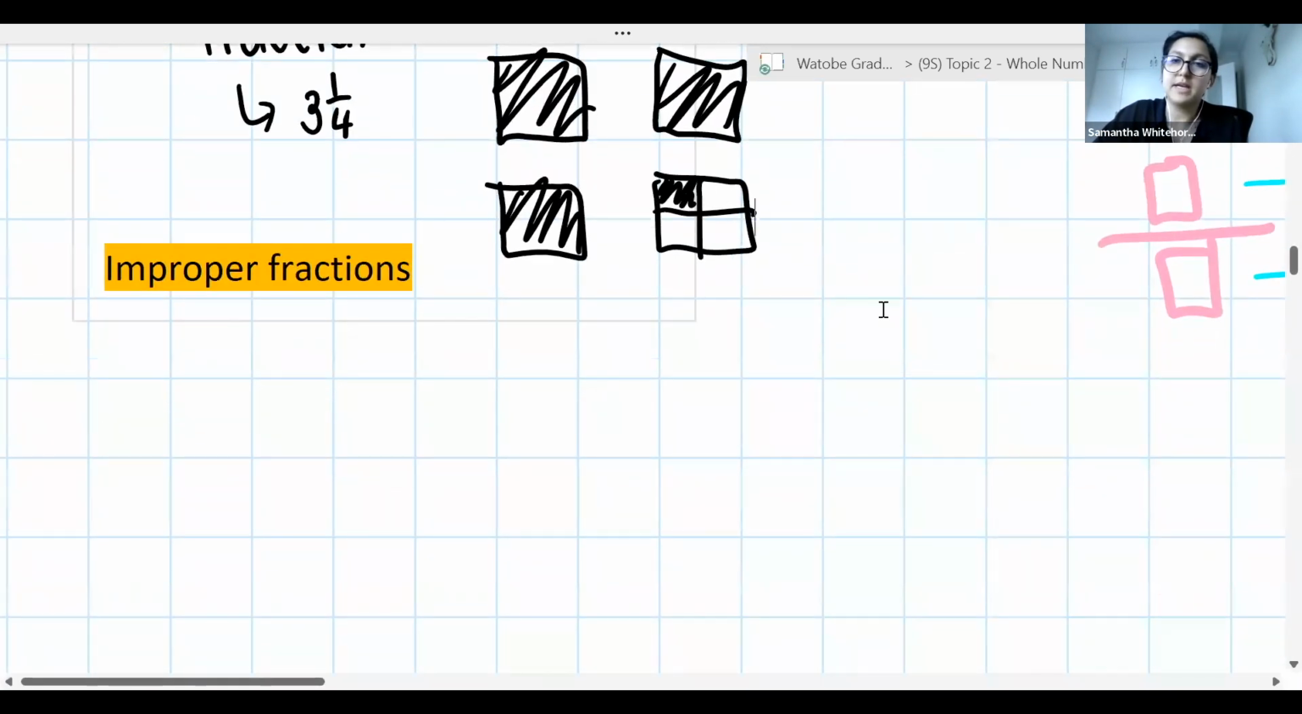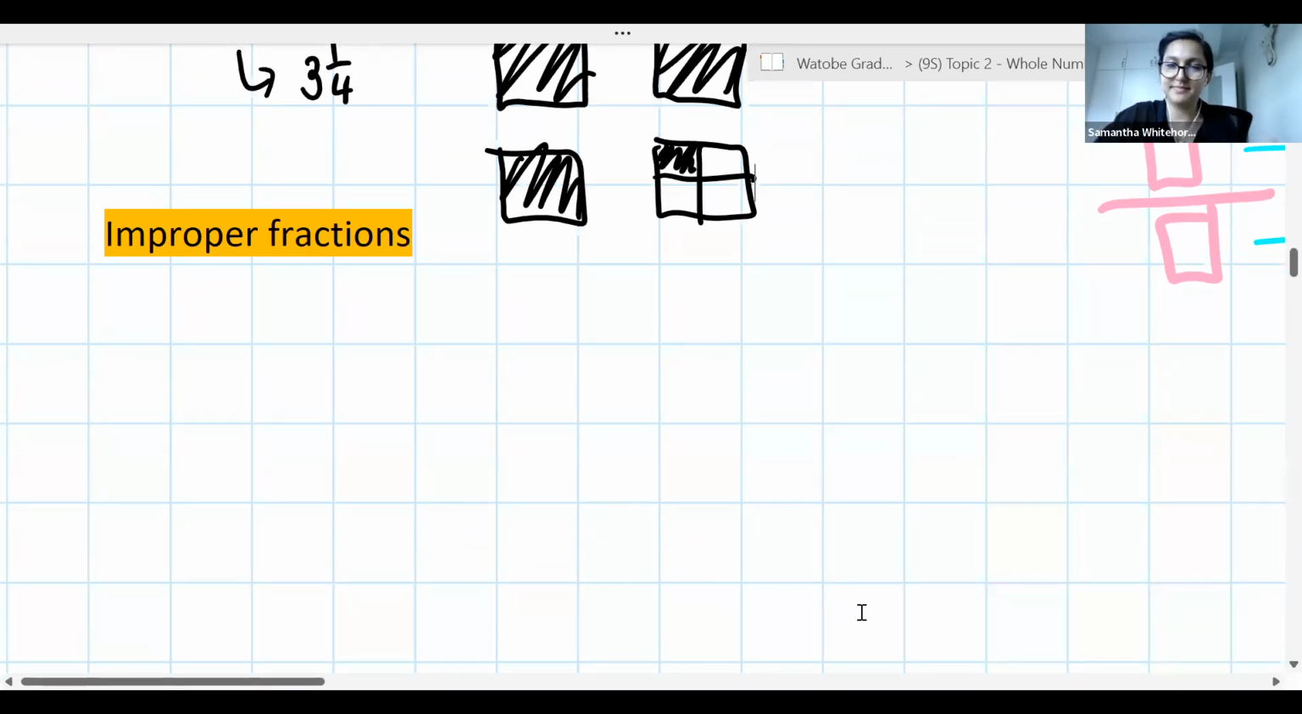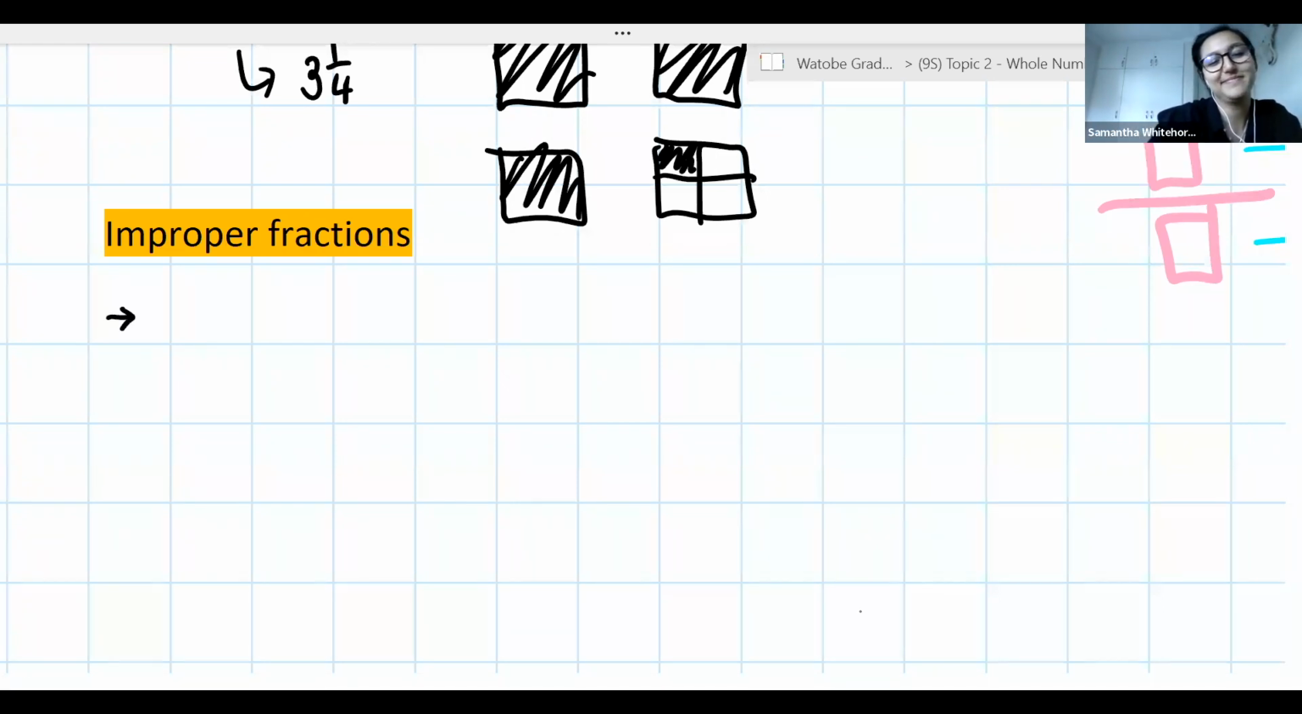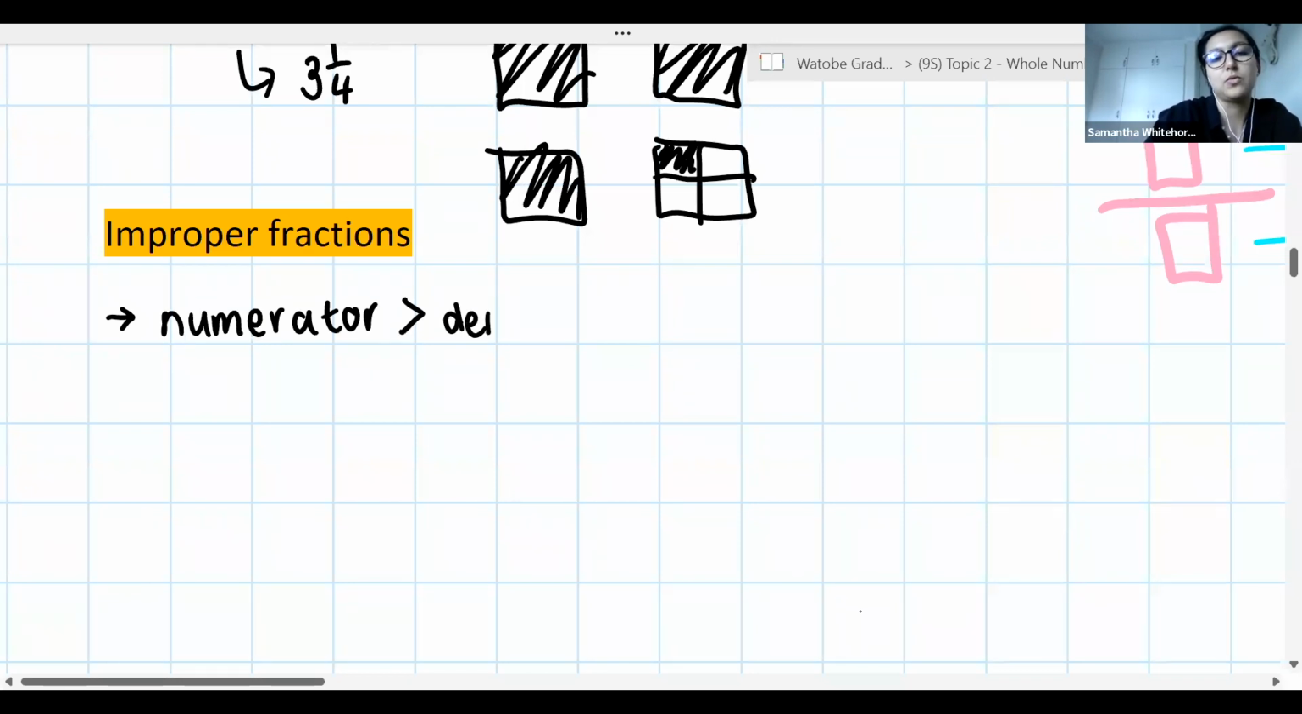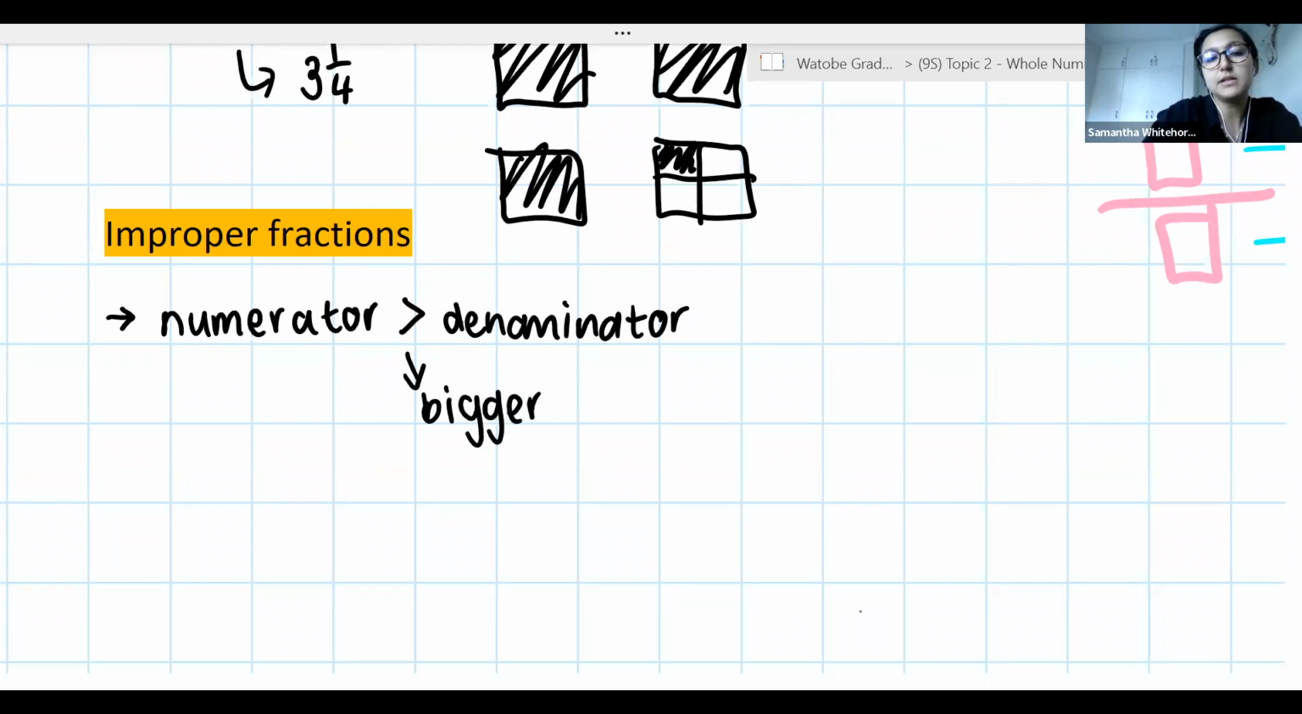Alrighty, so Becky, I see your hand up. What is an improper fraction? Afternoon, ma'am. An improper fraction is when the numerator is bigger and the denominator is smaller. Perfect. So this is now the opposite of a common fraction. Your numerator is now bigger than your denominator. Once again, improper fractions and mixed numbers allow us to represent more than just a whole.